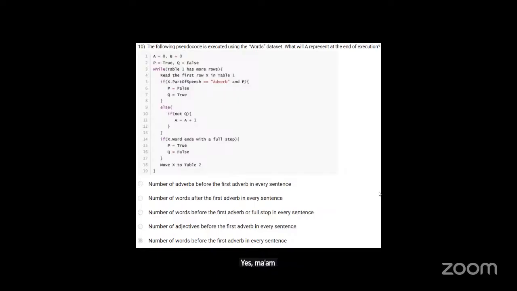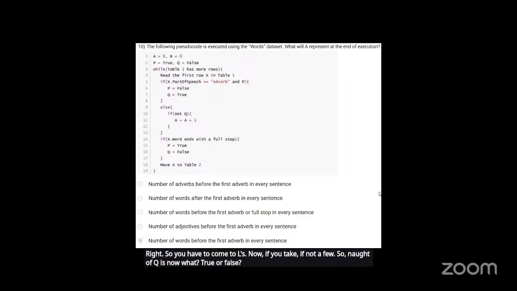Now when you go for the fourth iteration, the word is a verb. So the part of speech is verb. So the first if statement is wrong, right? So you have to come to else. Now if you check if not of Q, is not of Q true or false? Q is true, so not of Q is false. So again, will you increment A? No, ma'am. Ma'am, why will A not be incremented? Because the if condition is invalid.